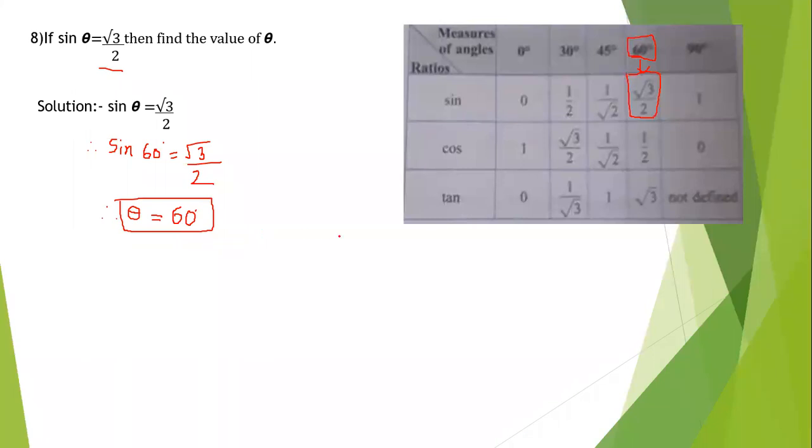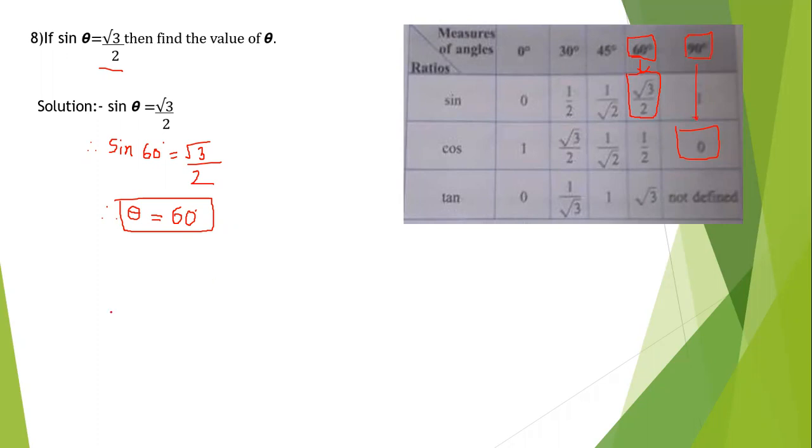Similarly, they can give cos also, like cos theta is equal to, for example, 0. Then find the value of theta. So you have to see cos 0 degree is 1, cos 30 degree root 3 upon 2, cos 45 degree 1 upon root 2, cos 60 degree 1 upon 2, cos 90 degree 0. So if in the sum it is given like this, cos theta is equal to 0, what is the value of theta? You will write the value as 90 degree.